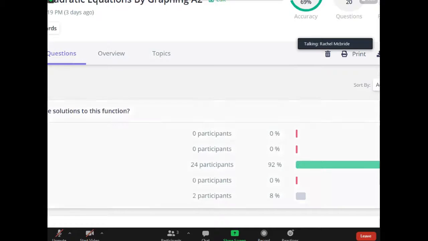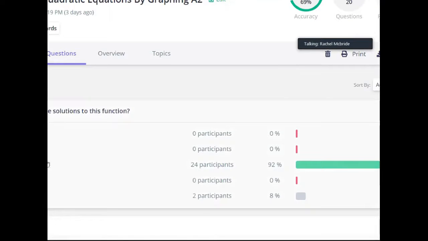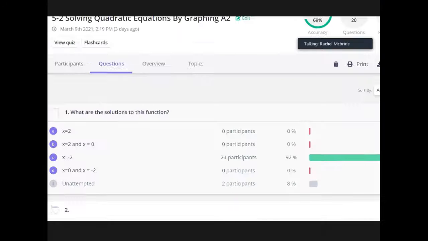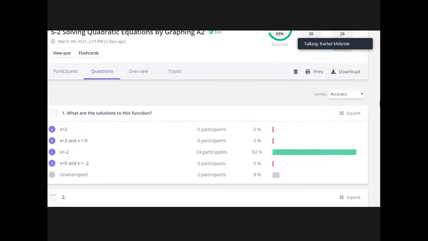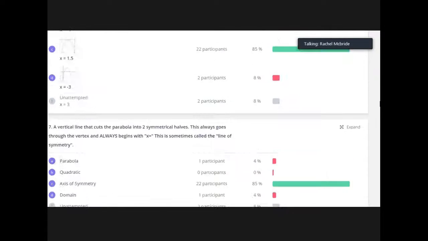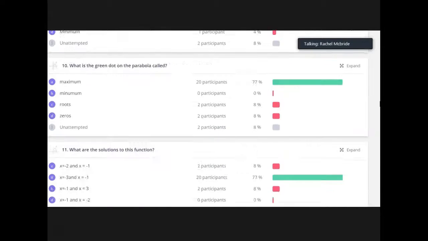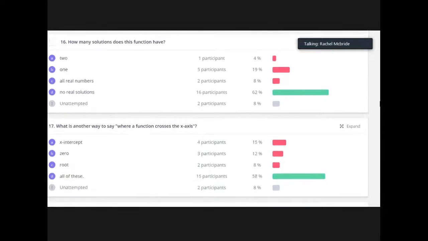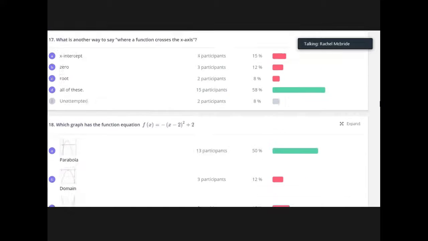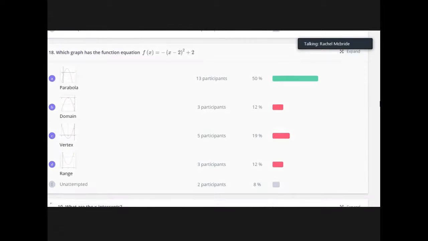All right, so an easy question for us was this first one here. We had a 92% accuracy, so that's awesome. So let's get down to the ones where our accuracy gets less than 50%. So here is our first one.